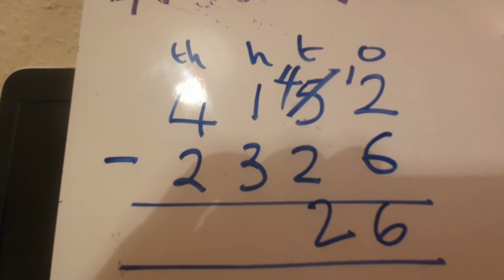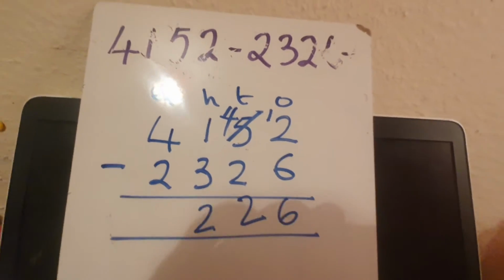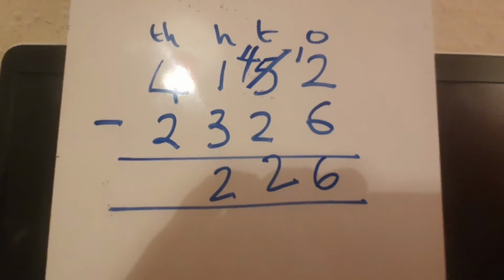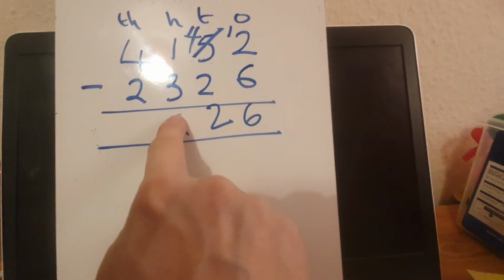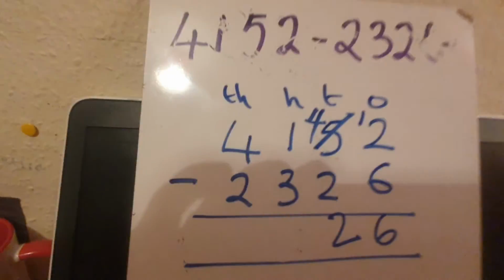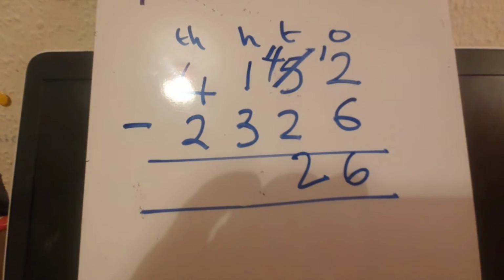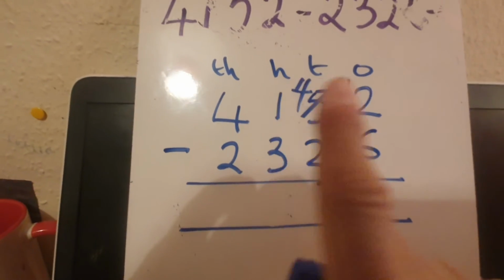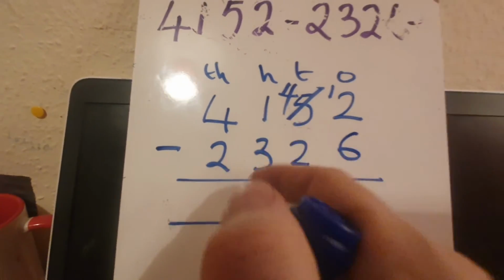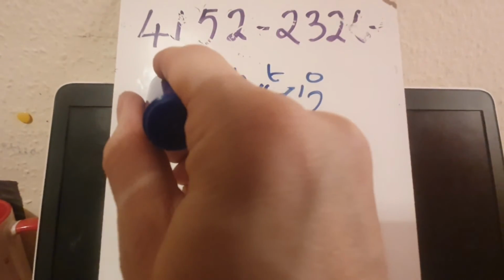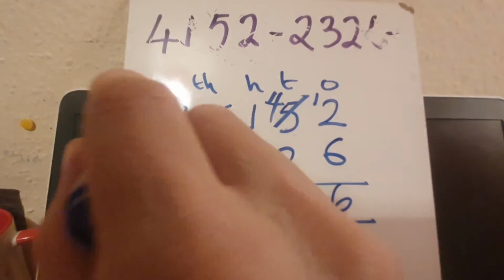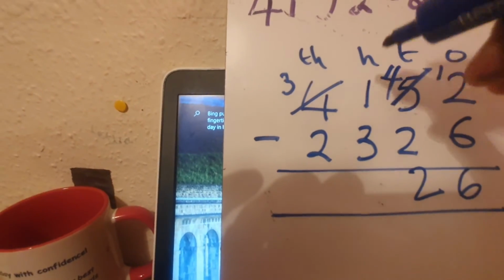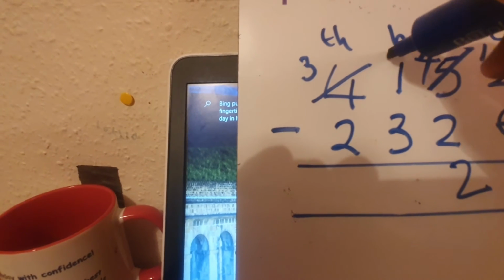Now 1 take away 3, 2. Is that correct? No. I can't take 3 away from 1, can I? So, I've got to do what? I've got 1. Can I take 3 away from it? Definitely not. So we need to go next door, don't we? I'm going to take 1,000 off. So 4,000 take away 1,000 would leave me 3,000. And that 1 we've just taken, we're going to put it now in the hundreds column.